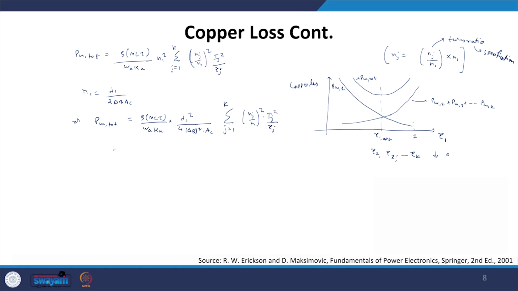If you look at this expression, it indicates that our PCU total is inversely proportional to delta B square. At the same time, one has to do the optimization to obtain the optimum values of gamma 1, gamma 2, gamma 3, and so on up to gamma k. That means the optimum value of the fraction of the area allotted to the individual k windings.